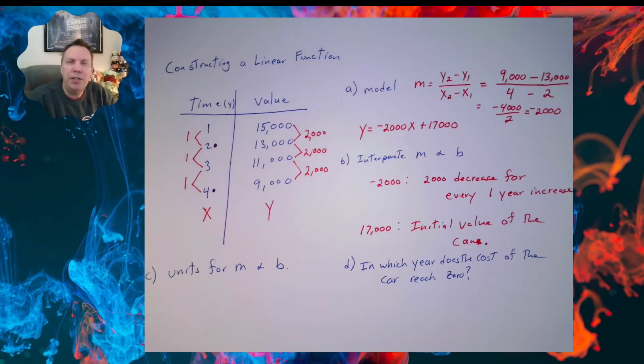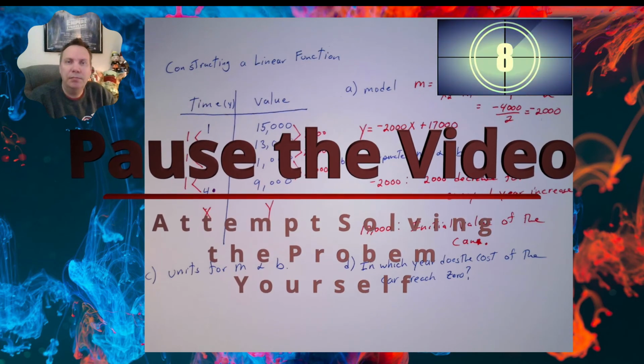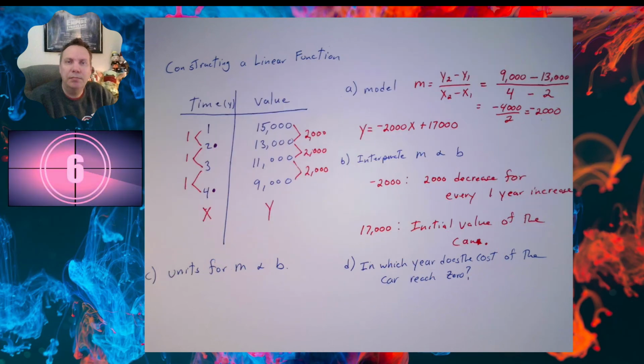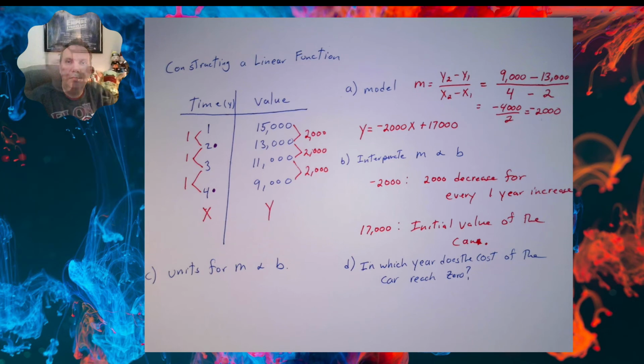So here's a continuation of the previous problem. I would like you to provide the units for m and b and answer the question, in which year does the cost of the car reach 0? I've had enough time to think about the solutions for this.